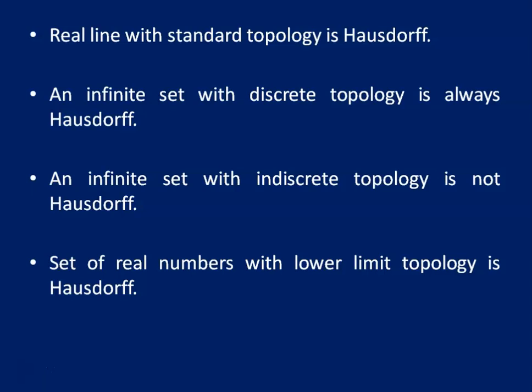The set of real numbers with lower limit topology is also Hausdorff. We know that the lower limit topology is generated from the basis which consists of all semi-open intervals, closed on the left-hand side and open on the right-hand side. So for any pair of distinct points, we can find two disjoint open sets separating them. So the set of real numbers with lower limit topology is always Hausdorff.